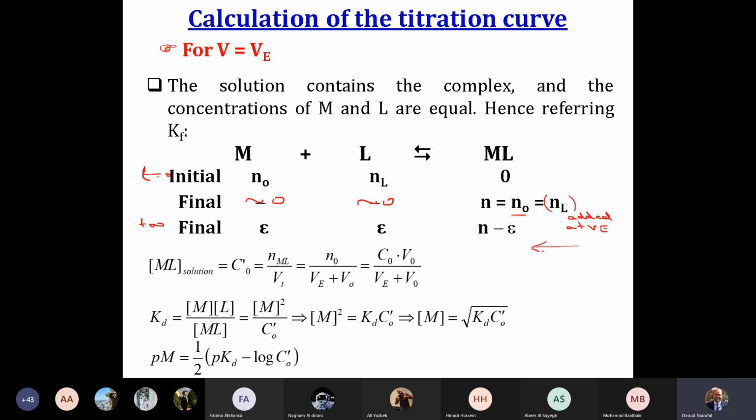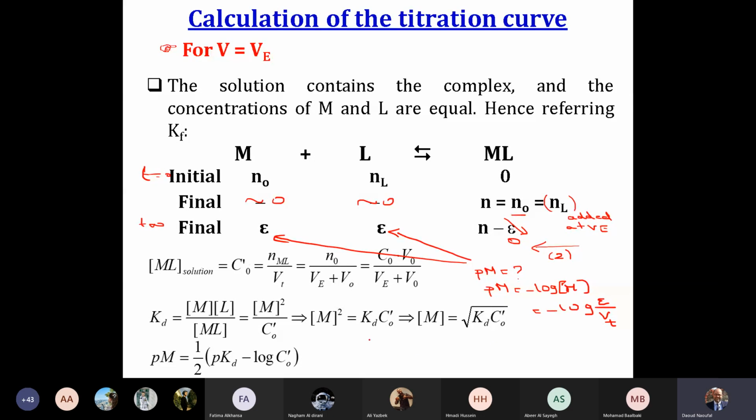Then the reaction will proceed in the backward direction. So N minus epsilon, I noted N, since N0 equals NL added at V equivalence, and epsilon. N minus epsilon, epsilon is negligible with respect to N, since the reaction is very limited in direction 2. Now we have to calculate pM. pM equals minus log M, equal to minus log of epsilon divided by V total. Pay attention, I work on number of moles, so epsilon is number of moles. In this type of exercise at VE, I should pass by the calculation of epsilon. I don't have another solution. So how to calculate epsilon?